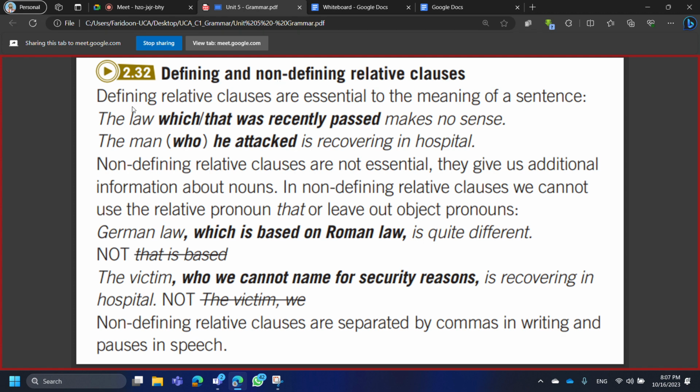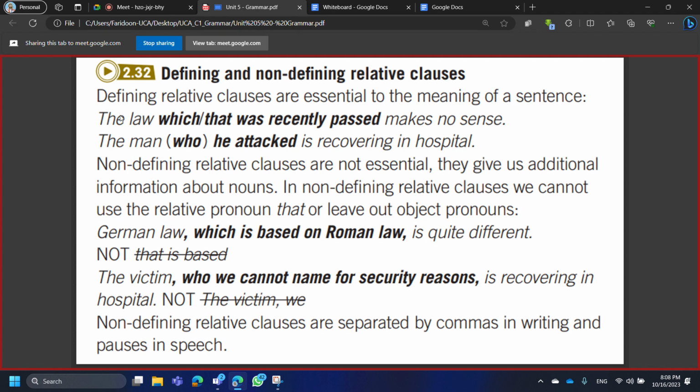Defining relative clauses are those clauses that give essential information about the noun. They give necessary information about the noun, meaning that it's not really good to cut it out. It's not good to cut the relative clause or the adjective clause out of your sentence, because if you do so, the important meaning gets cut out too, and people will not understand what you're talking about. So it's really good to have it.